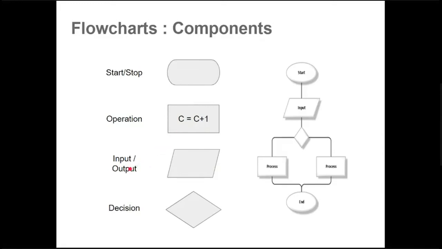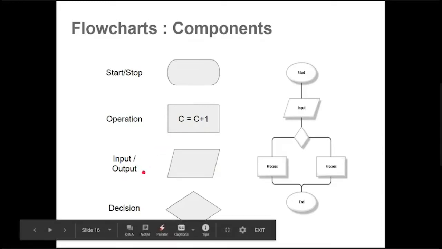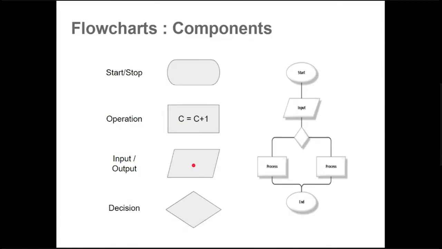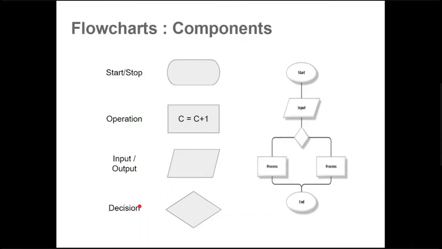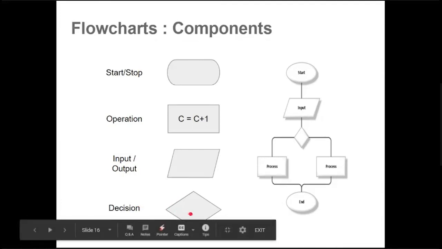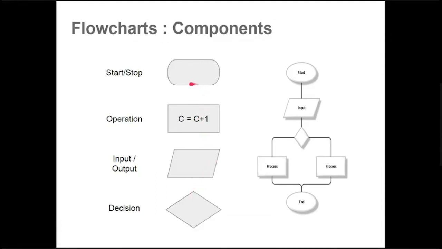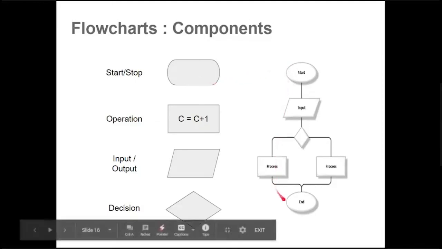We can also mention input and output when the program is meant to take an input or when the program is meant to display output using this parallelogram. If we have to make a decision, for example, if we are checking if a variable fulfills some condition, we use this diamond shaped box. The start stop component is merely used to indicate that a program is starting or it is stopping, as you can see here.